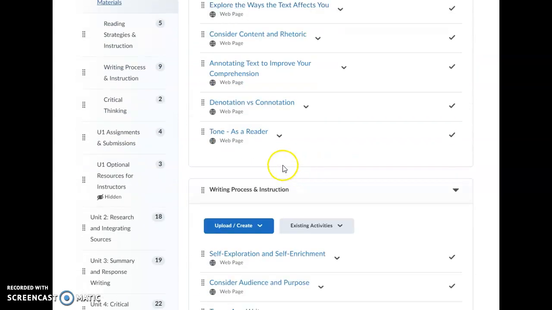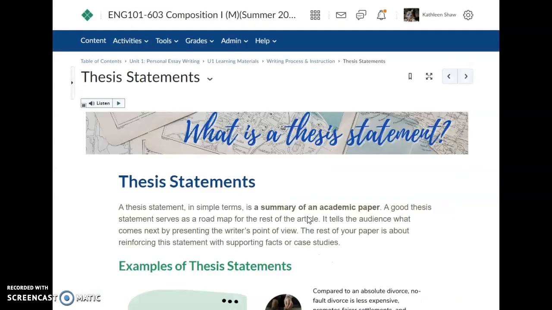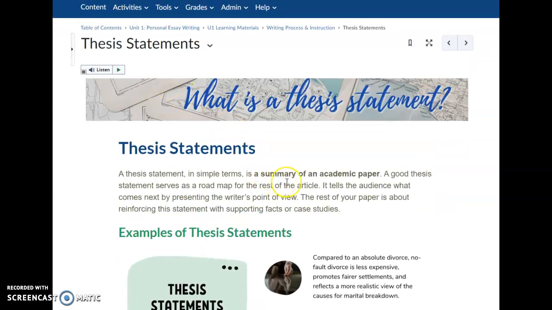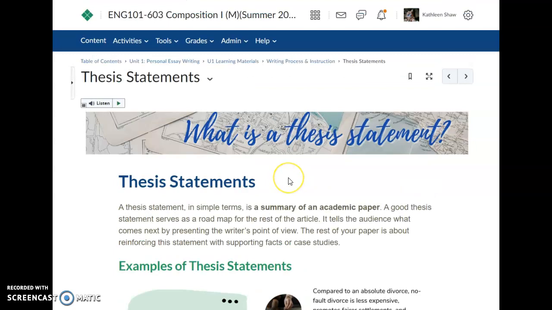But if not, I do want to talk a little bit about, here we go, thesis statements. This is an article about thesis statements. A thesis statement, in simple terms, is a summary of an academic paper. So in the assignment that you're currently working with, the article, Is School Too Shallow? You are answering a specific question.